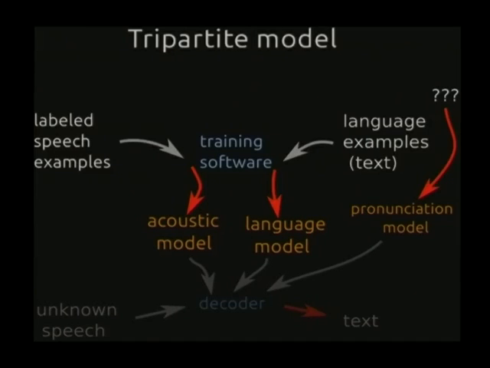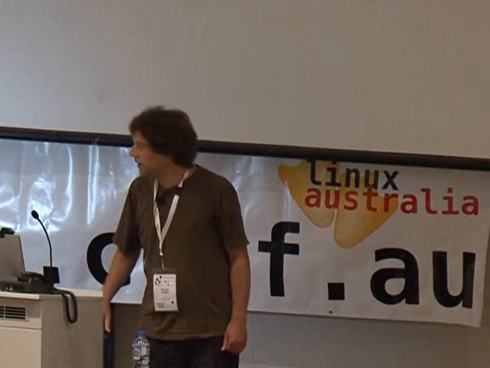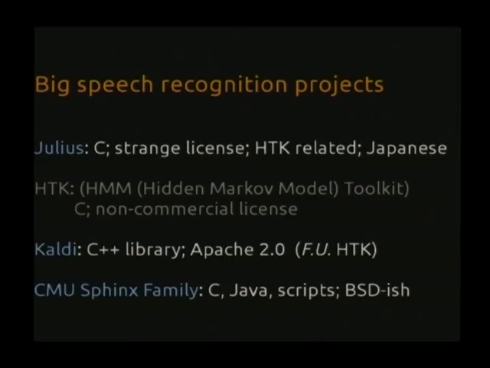Now the acoustic model is made from speech examples that have an exact transcription for each example, and then there's a whole lot of text that makes a language model, where the pronunciation model just comes from somewhere. It's a model of English spelling, which you can't really get from anywhere except the people before you. And so here are some of the open source speech recognition systems, the biggest ones that I could find.